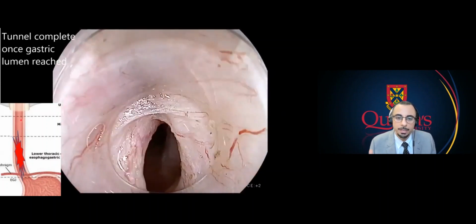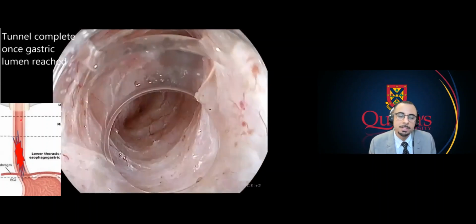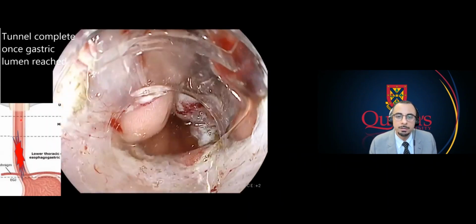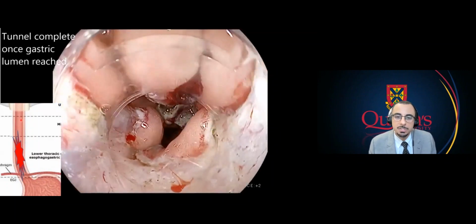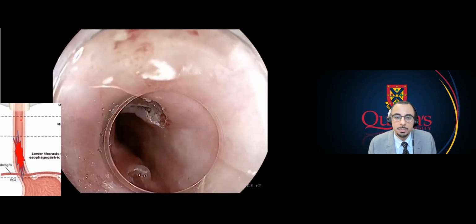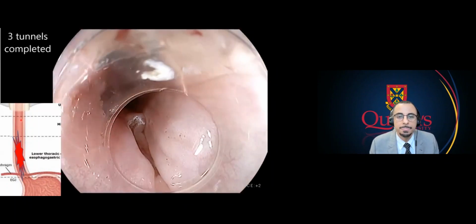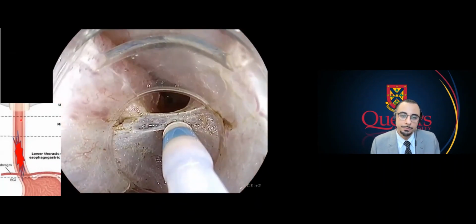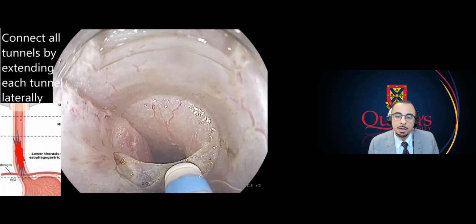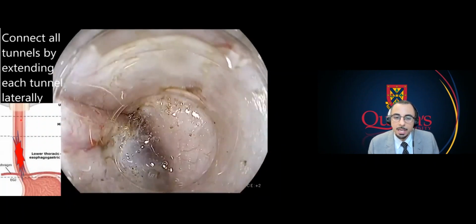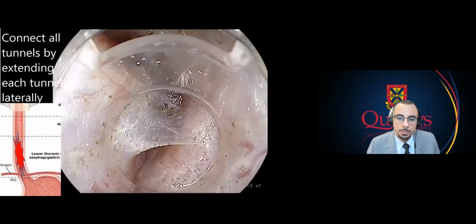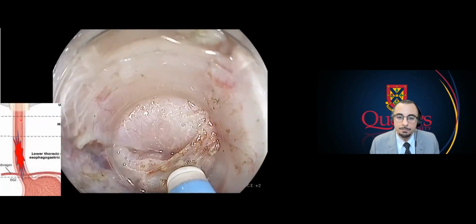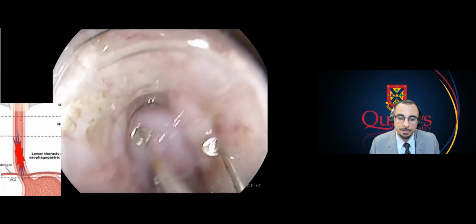Here's the tunnel showing you that, going from the proximal end to the distal end and getting down to the gastric side over there. And we repeated this 3 times. So you can see the 3 different tunnels there. And afterwards, we then connect the tunnels. So we further dissect the submucosa completely. And then by doing this, we're able to remove a complete tube of the tissue in the esophagus.